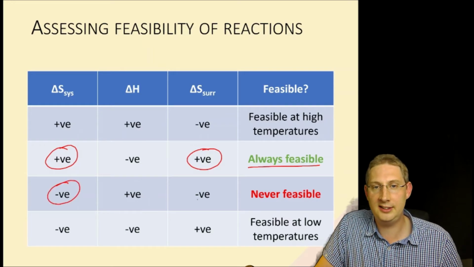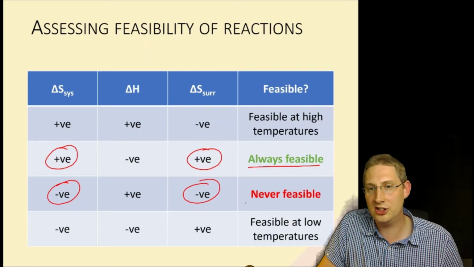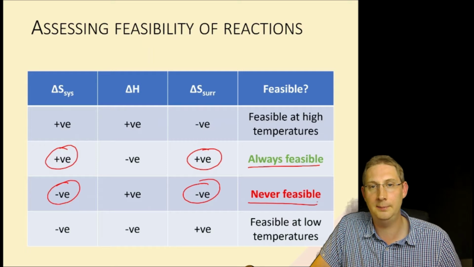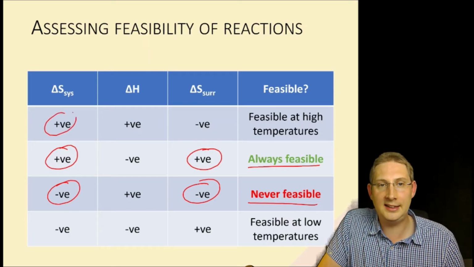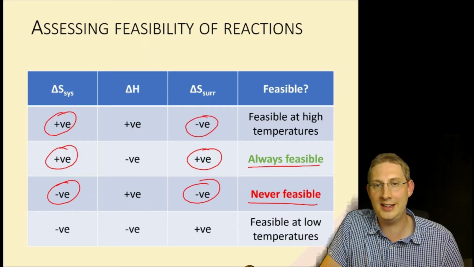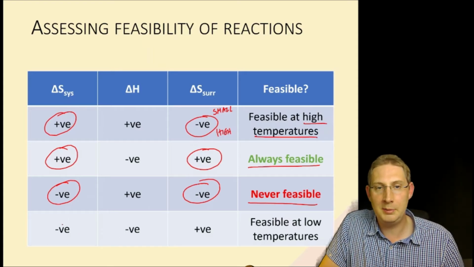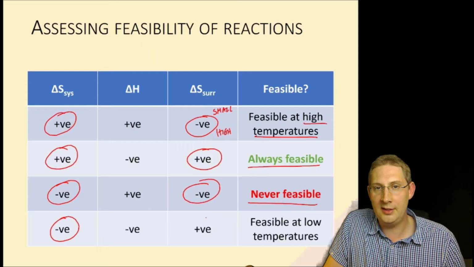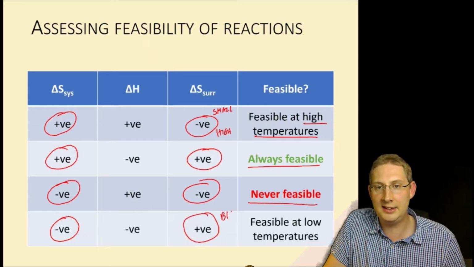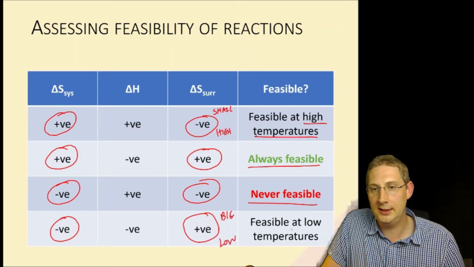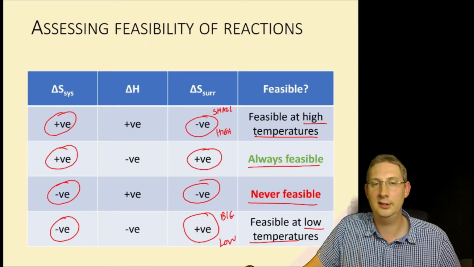If your entropy change of the system is negative and the surroundings is negative, your reaction is never feasible. You will never be able to make this go without a huge input of energy, continual input. If the system gains entropy but the surroundings loses entropy, that's negative, we want this to be a small number, and that happens at high temperatures. So that's why it's feasible at high temperatures. But if the entropy change of the system is negative and the surroundings are positive, then we want this to be a big number if it's going to be spontaneous, so it can outweigh that, and that happens at low temperatures, and that's why these are feasible at low temperatures.